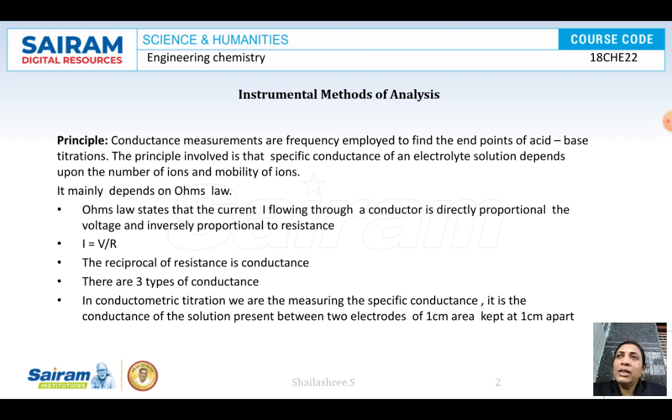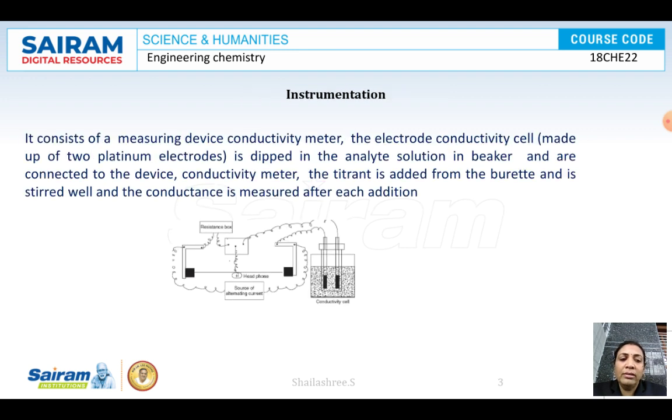It is the conductance of the solution which is kept in between two platinum electrodes of 1 centimeter distance, which are kept at 1 centimeter square area apart. So we are measuring at that area the conductance of that particular solution, which is called the specific conductance. This is about the theory of the conductometric experiment.